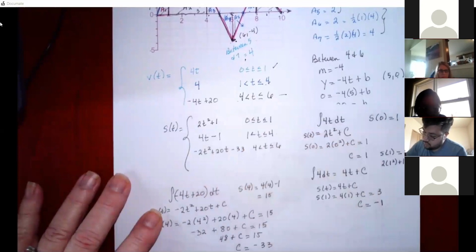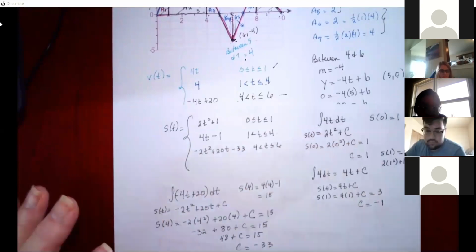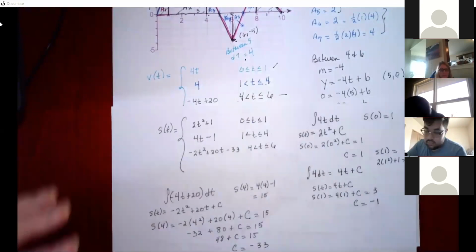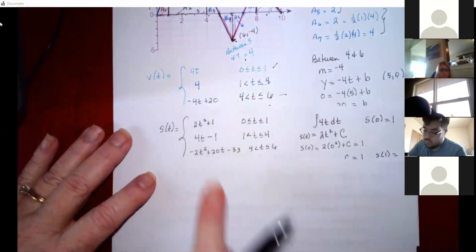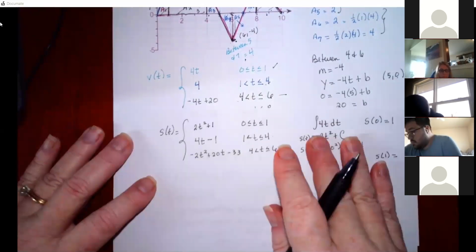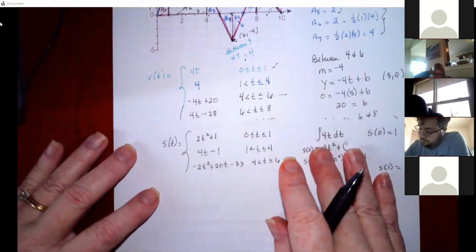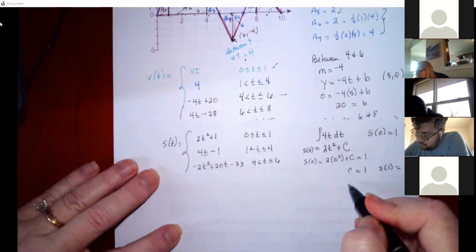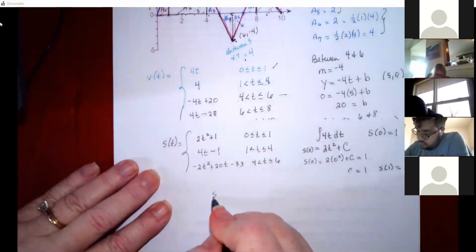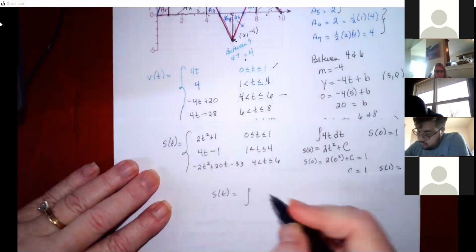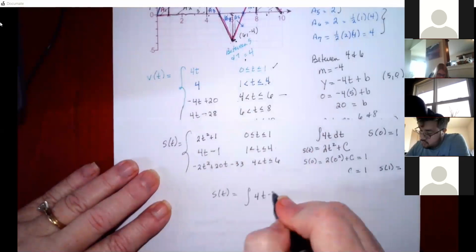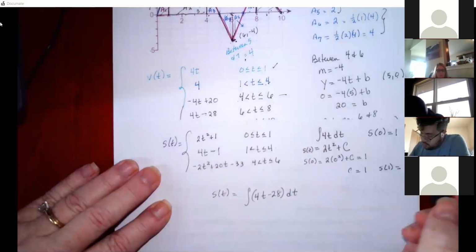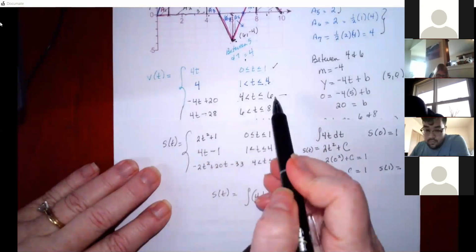Now I'm running out of room on this piece of paper, so I'm going to turn it over so I can use a different part. Well, actually, I'm going to get a different piece. So we have up to this point.